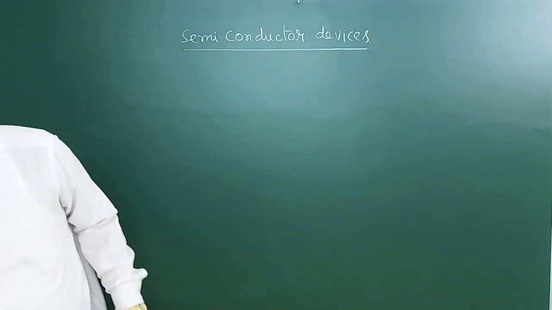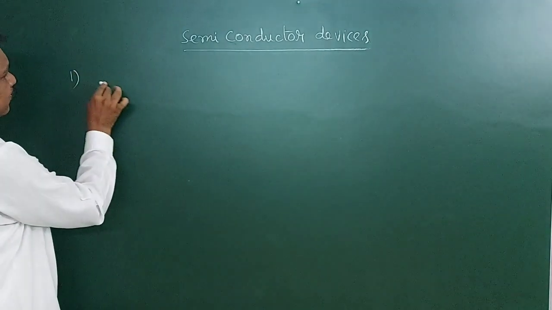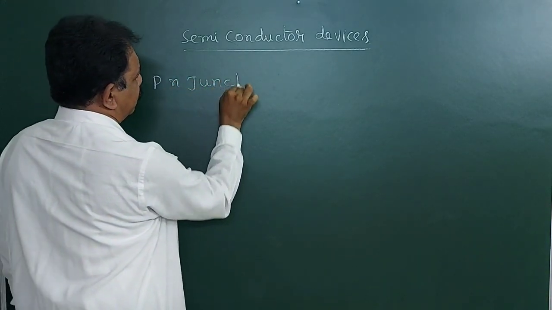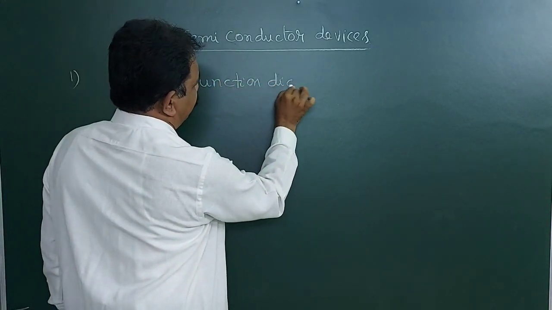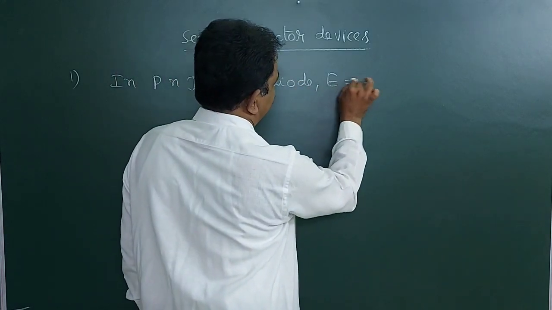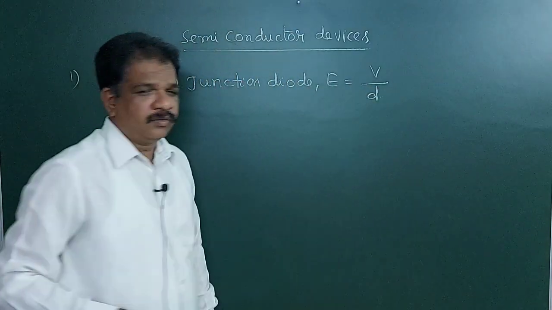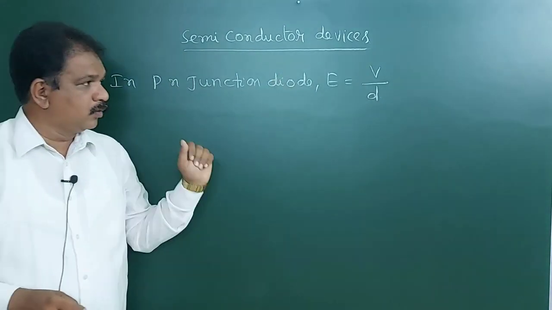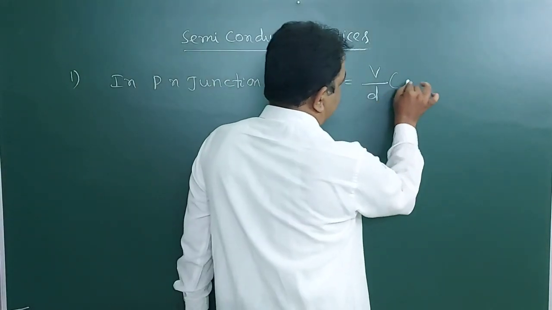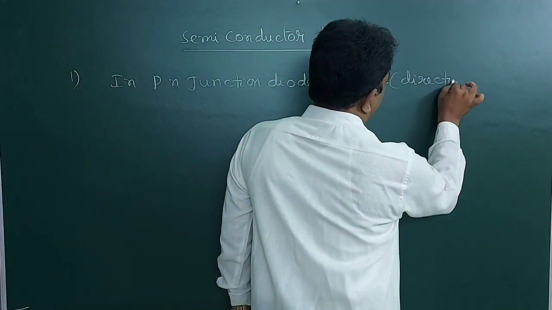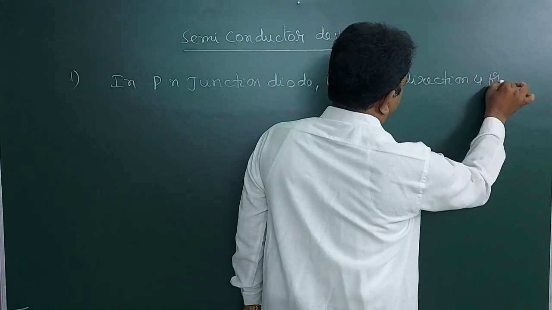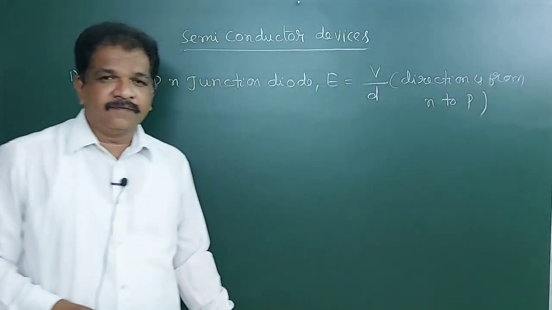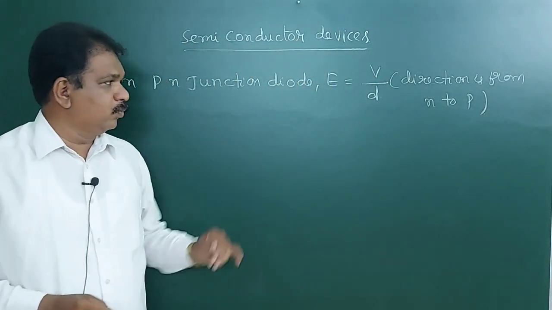So first one will be in the PN junction diode. In a PN junction diode, find the electric field, like that they will ask. E value will be equal to V by d. In a PN junction diode, E is equal to V by d. Direction is from N to P, not P to N. Electric field direction will be from N to P.